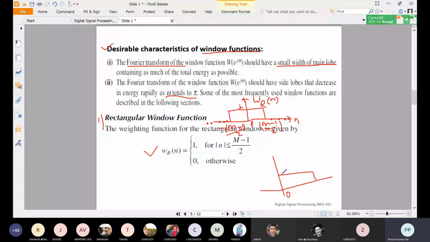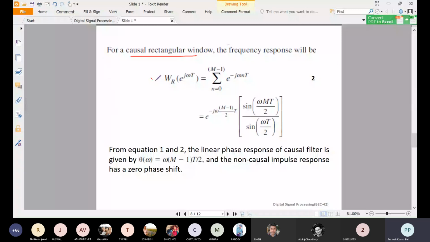So instead of minus (m minus 1)/2 to plus (m minus 1)/2, it should be ranging from 0 to m minus 1. So if it is ranging from here, it will have a magnitude of this. So this will be a causal system. If a causal system is given, then its frequency response will be given by this one. Okay, so this is how we will be finding it out.